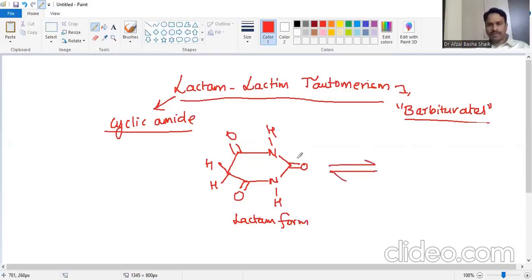And what will happen is the protons here will migrate onto the oxygen atom, right? And whenever protons migrate, what will happen? There will be transfer of this particular double bond, I mean, this bond onto this, and we'll get a structure something like this. Right?